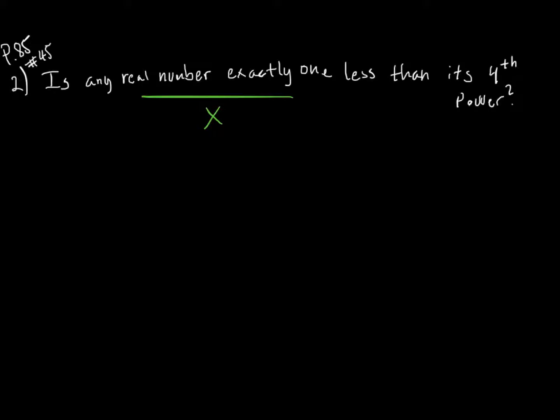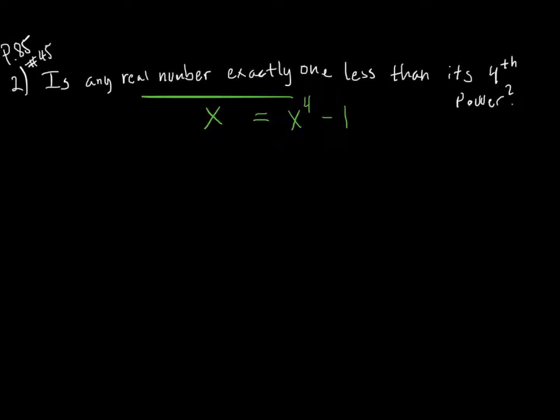Is there any real number? What do we know about this real number? Well, this real number is exactly 1 less than its 4th power, meaning this number is exactly equal to 1 less than its 4th power, meaning that number to the 4th minus 1. So what we're asking is, is there a number x such that this equation is true? Meaning, is there a solution to this equation?